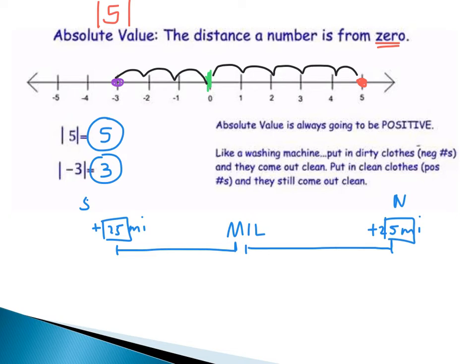So when we talk about distance, it's easy because we don't talk about a negative distance. So that's kind of the nice thing about absolute values. It kind of trips students up, but the absolute value is always going to be positive. Okay?